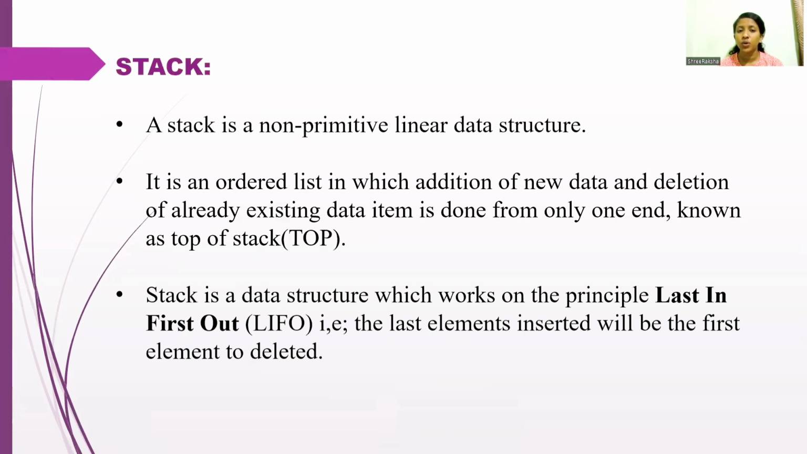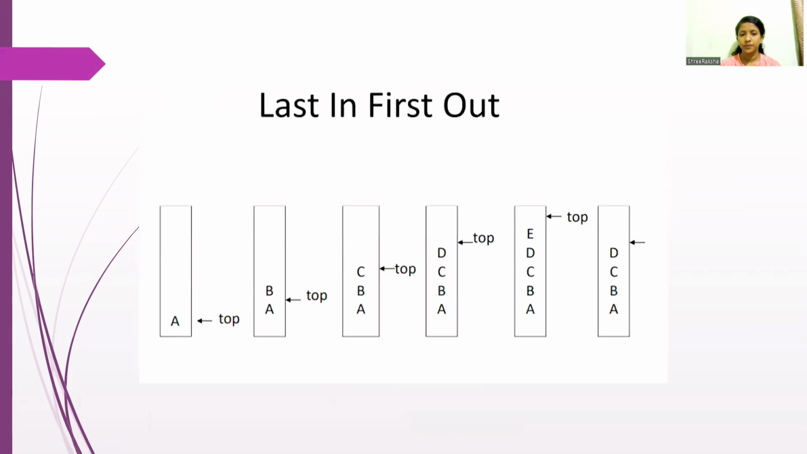A stack is a non-primitive linear data structure. It is an ordered list in which the addition of new data and the deletion of already existing data items is done from only one end, that is known as the top of the stack. Stack is a data structure which works on the principle of last in, first out. This is the main criteria in stack. That is, the last element inserted will be the first element to be deleted.